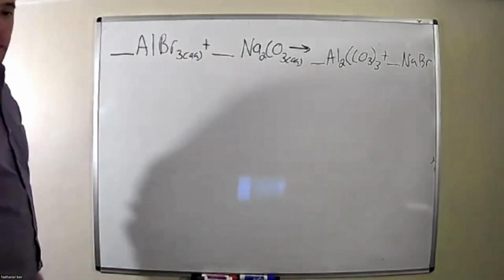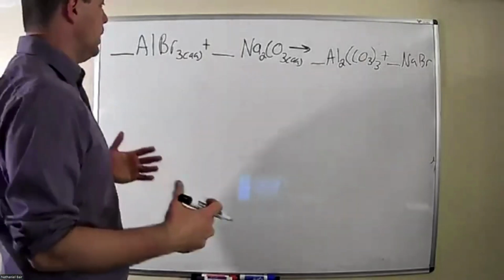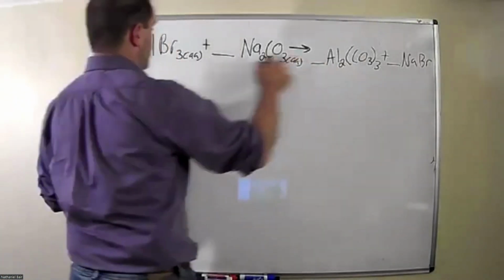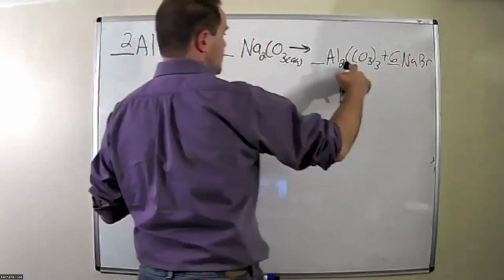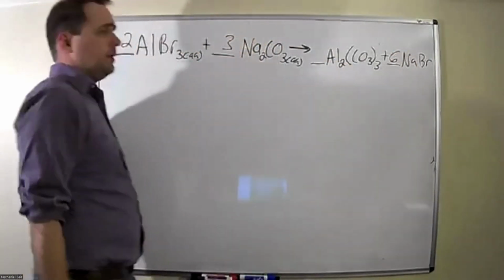All right. At this point, I would balance. So 2 aluminums, I'm going to put a 2 there. 6 bromines, I'm going to put a 6 there. 6 sodiums, 3 carbonates, I'm going to put a 3 there.